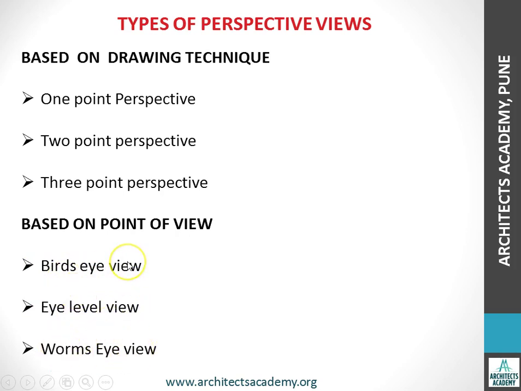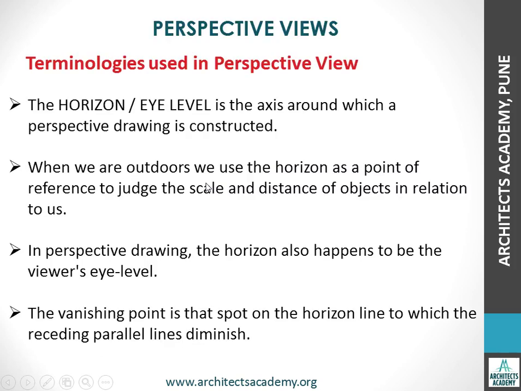For example, if the object is seen by a bird, then what you will be seeing is mostly the top portion of the object, while if a worm is looking at the object, the worm will see mostly the sides and the bottom of the object. So this gives a different point of view based on the eye level. So let us see that further.